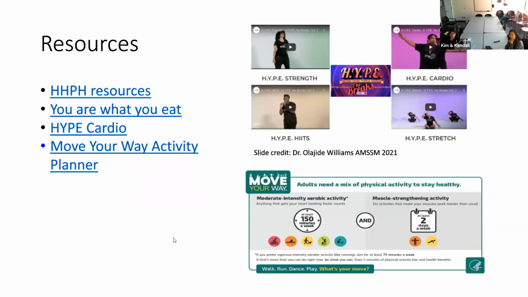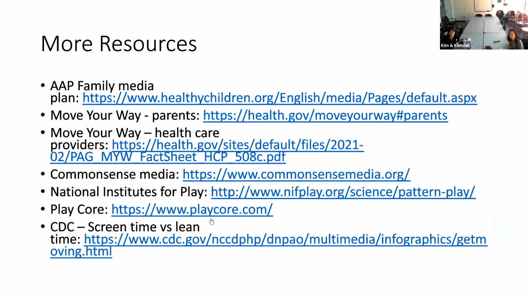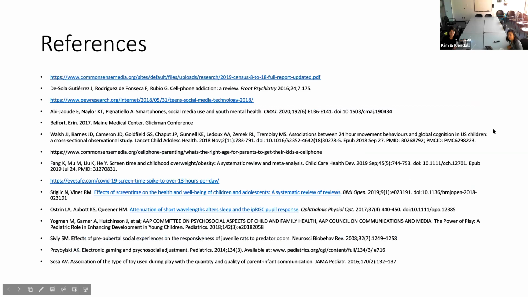Some resources for yourself, but also to share with your patients, are this Hip Hop Public Health, and maybe if time allows, we'll play one of the music videos. And then this Move Your Way activity planner is a really great interactive one for parents to do with their kids, or for you to do on your own. And here are some additional resources and references. Before we go out with our play song, we can take any questions that people may have.